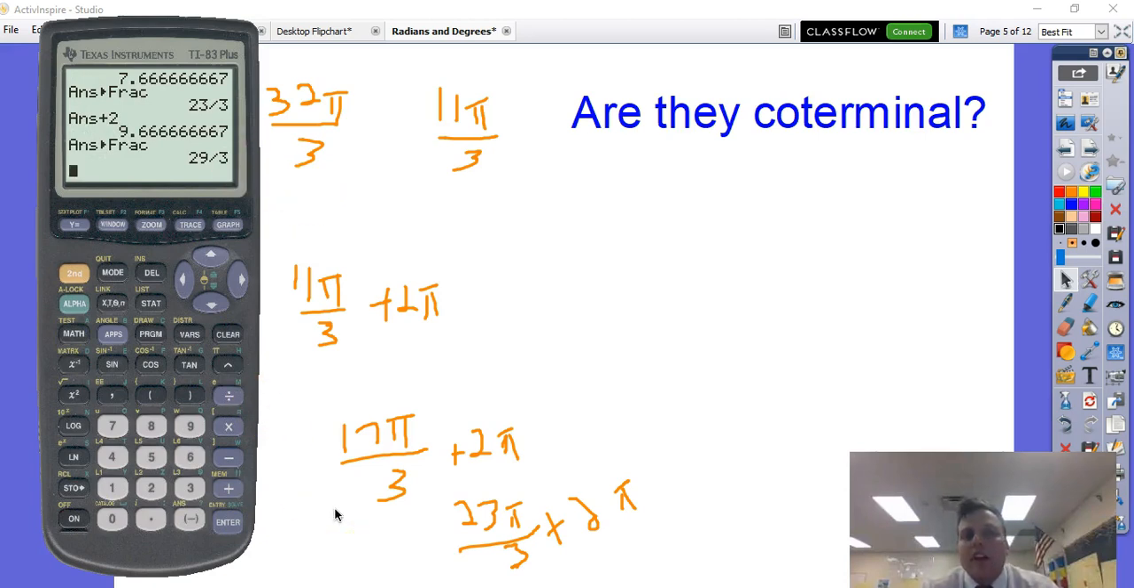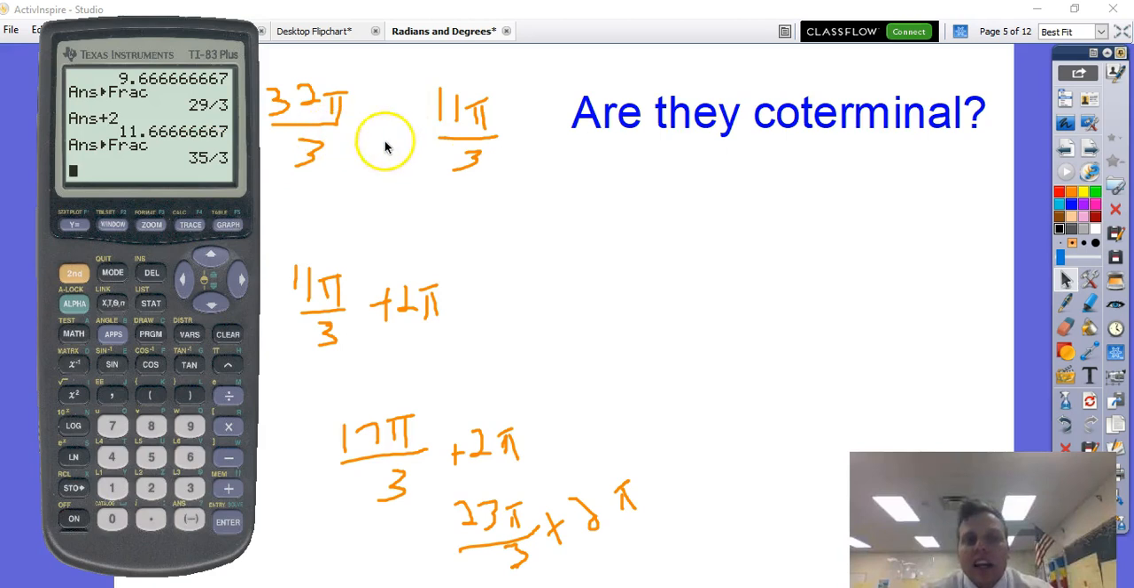Have we passed 32 pi over 3 yet? No. So there's still a chance it's going to fall. It's just several rotations around the circle. All right, so we're going to check again by adding another 2. Math, enter, 35 pi over 3. Now I have passed over 32 pi over 3. So I went from 29 pi over 3 to 35 pi over 3.